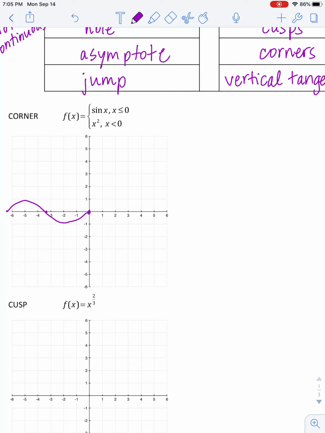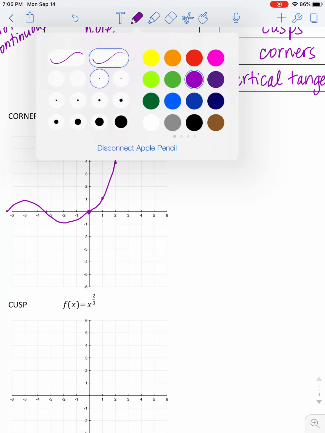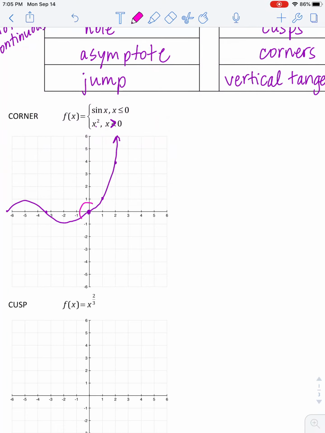And then the x squared side of it, right? Oh, this should be a greater than. Sorry. So it's x squared when x is greater than 0. If we plug in 0 to x squared, we get 0 also. And then, of course, it looks like this parabola attached here. So I know that this area right here looks like a nice smooth value, but we're trying to find out if this is a corner.